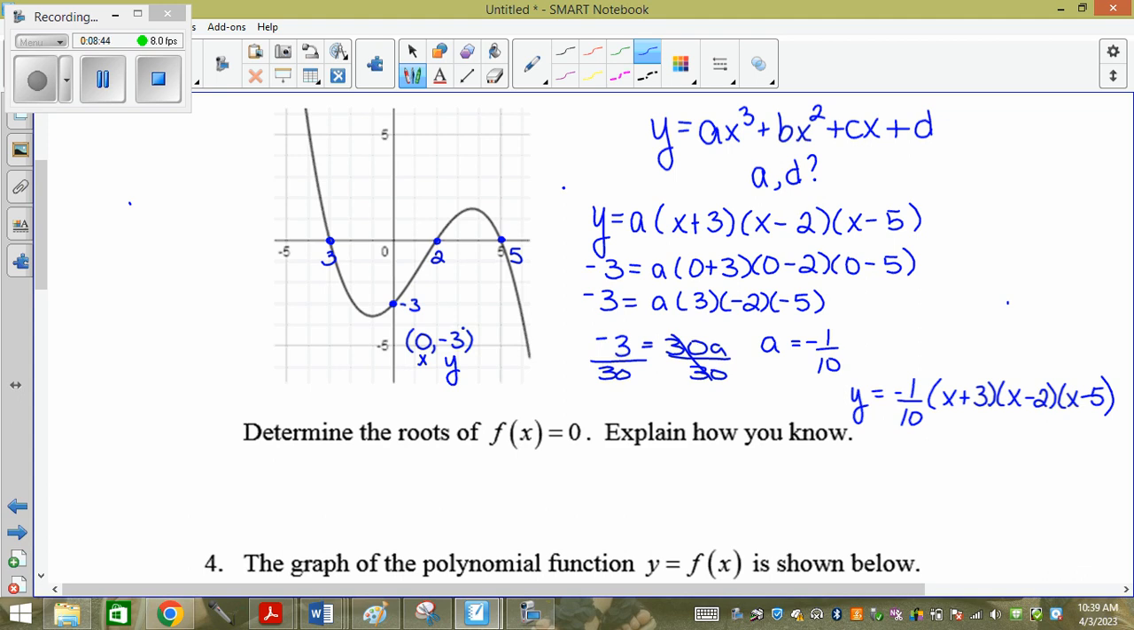They could ask for it in the form ax cubed plus bx squared plus cx plus d. If they do, you still have to find this form and then expand. That's the only way you can get the whole thing. But they rarely ask for that. They'll often just ask for the a or the d because they're easy to find. Your a is your leading coefficient, right?